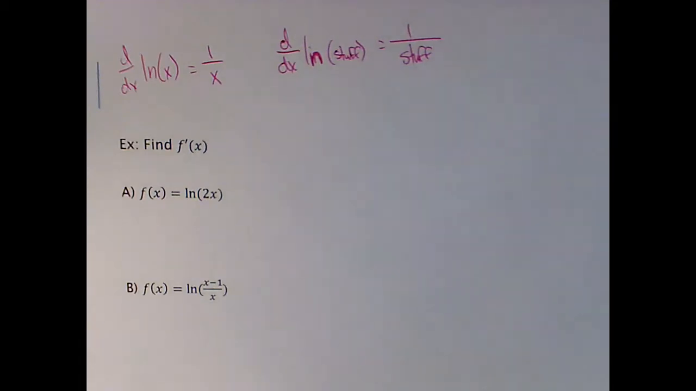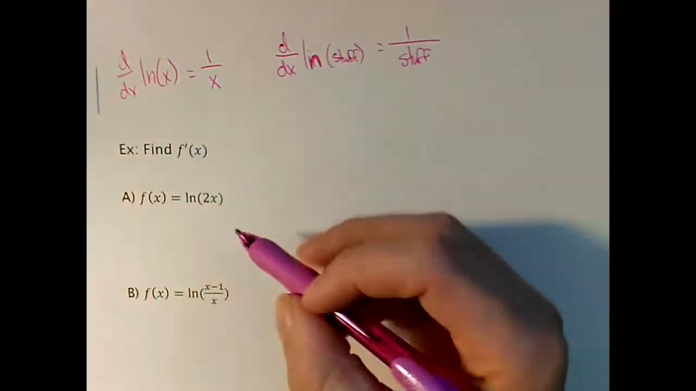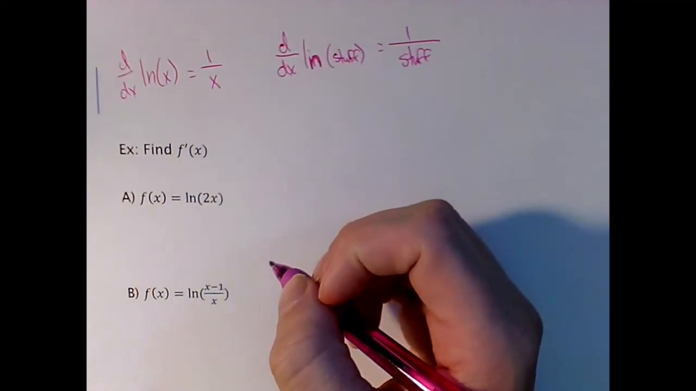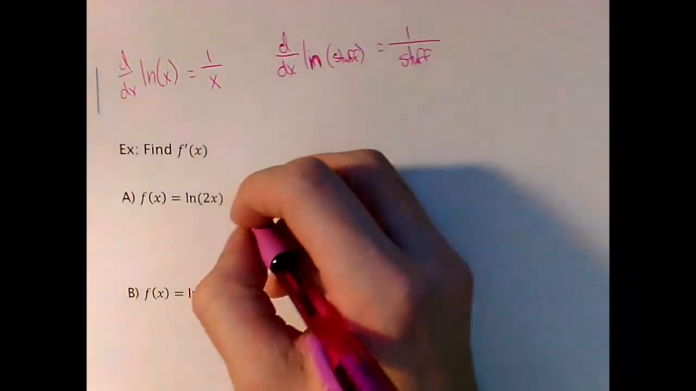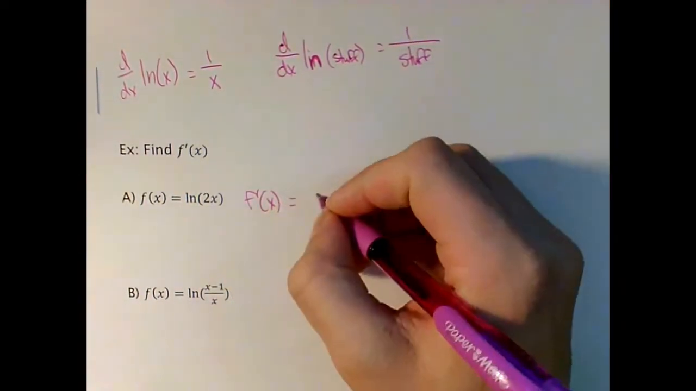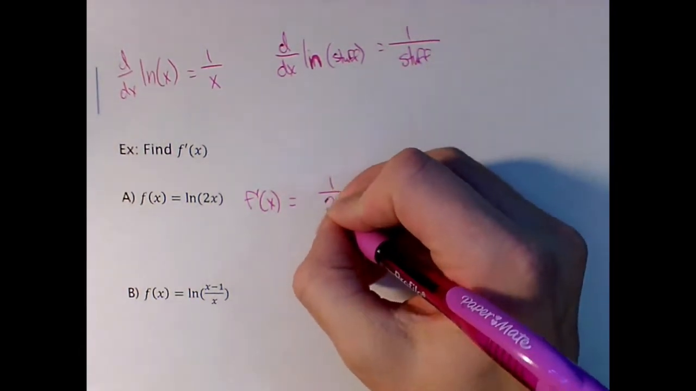Most of these are chain rule. If you look at A and B, we have functions within functions. The outside function is ln and the inside function is something else. And that's probably going to be the same case with the other 2 problems, but we'll get there when we get there. So I have a function within a function. My outside function is ln. So you take the derivative of the outside stuff, so that becomes 1 over stuff. Keep the inside stuff.